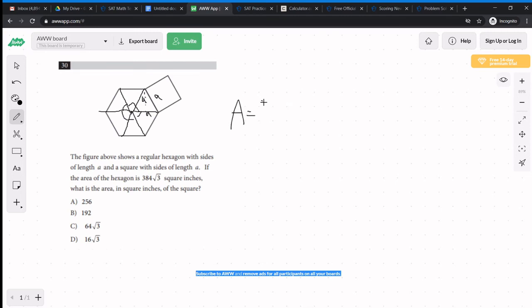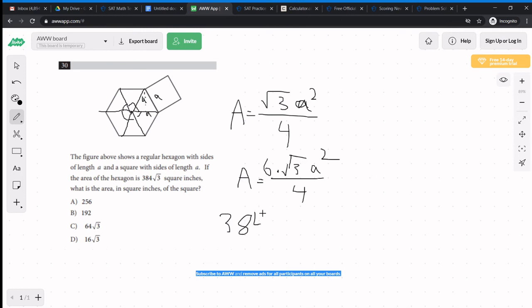Area equals square root of 3 a squared, where a is the side. This is the side. By the way, the small a is the side. Over 4. So the area in this case, for the entire hexagon, is going to be 6 times square root of 3 a squared over 4, because there are 6 triangles. So we just add up all of these areas, you get 6 times square root of 3 a squared over 4. And that's going to be equal to 384 square root of 3 inches.